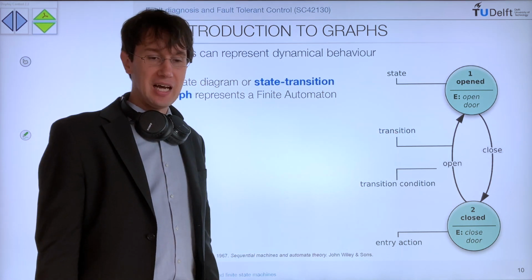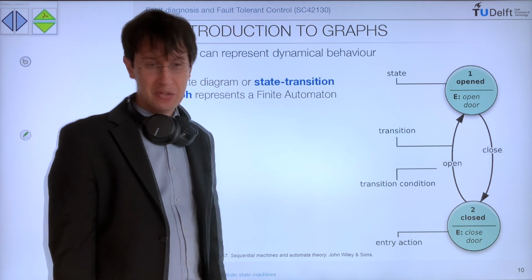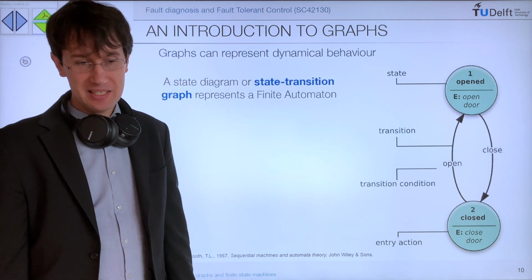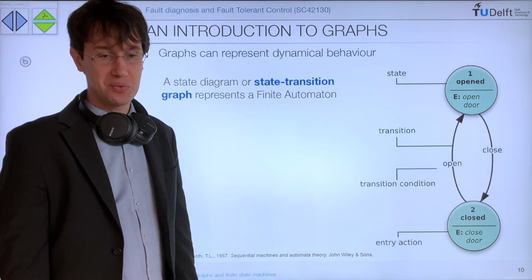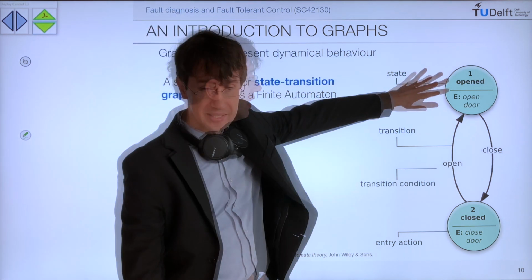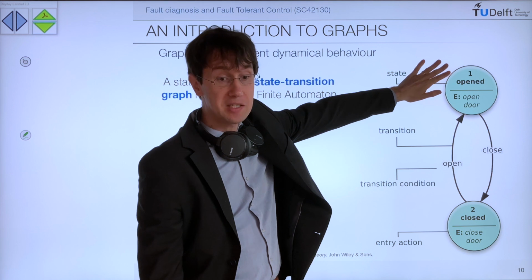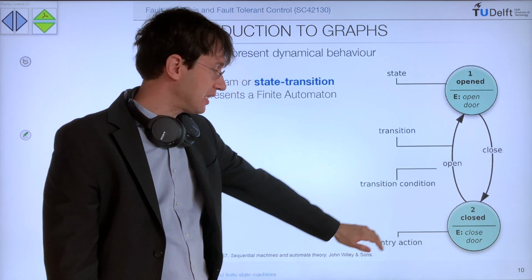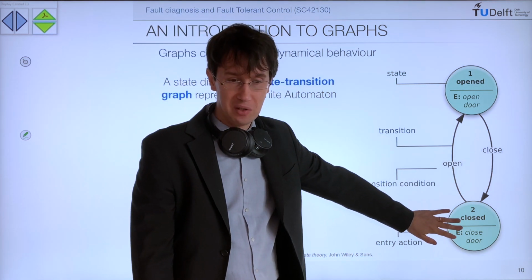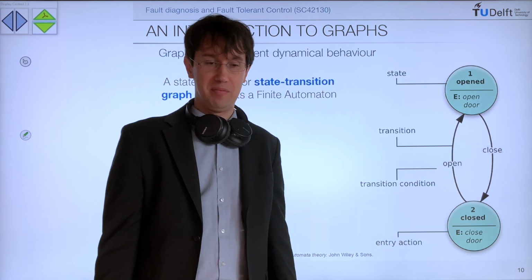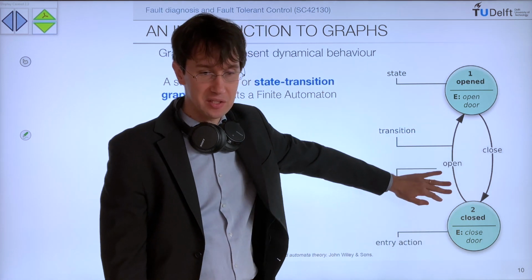So one door can either be open or closed. And these two states are encoded using two nodes. So you have one state that is telling you the door has been opened, and one state that tells you the door has been closed. And so the door has no other behavior. So you can just move between these two.